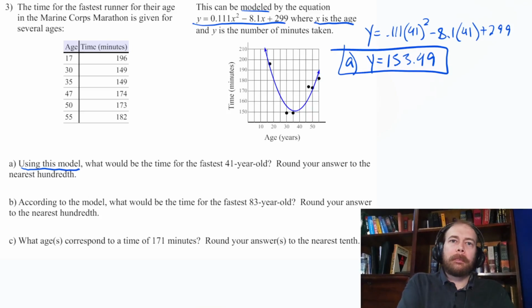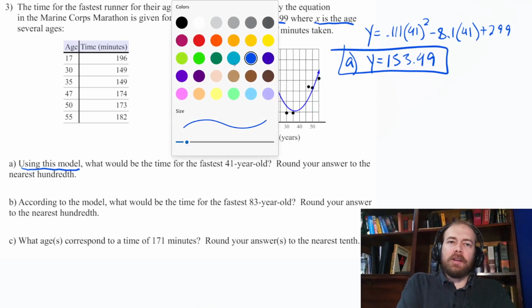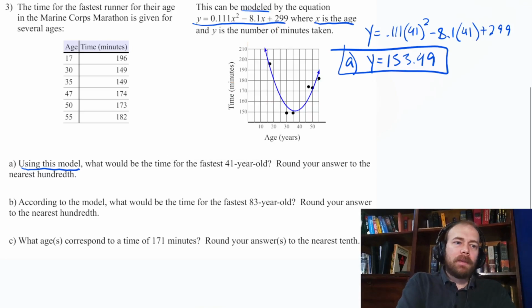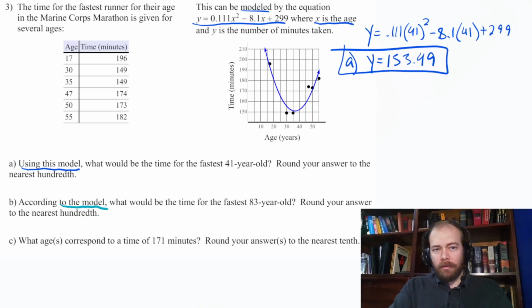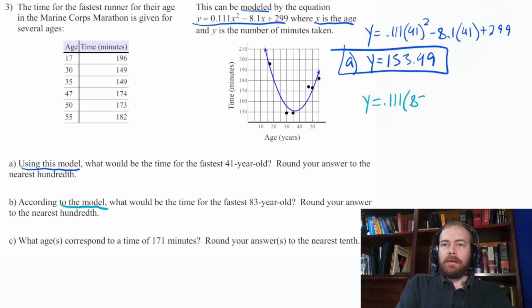And then let's do a different shade of blue, a light blue and then a dark blue for the last part. So according to the model, not the supermodel, the regular model, what would be the time for the fastest 81-year-old? This is exactly the same thing as part A, just with a different number. So 0.111, 83. That is really old. An 83-year-old running a marathon? Good for you, buddy. Minus 8.1 times 83, plus 299.